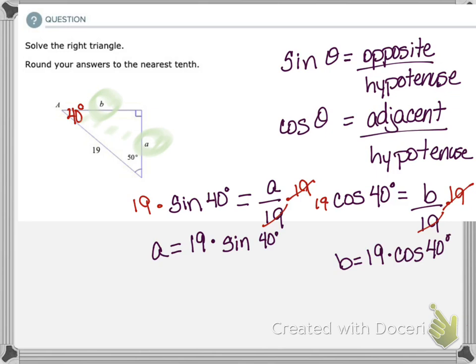Now, I'm using just an electronic calculator on my phone, and when I do that, I have to put 40 in first, and then I have to hit sine. So when I take the sine of 40, I get 0.642786, and then it keeps on. Then I need to multiply that times 19. Now, a graphing calculator doesn't necessarily do it that way, and the calculator on Alex doesn't do it that way.